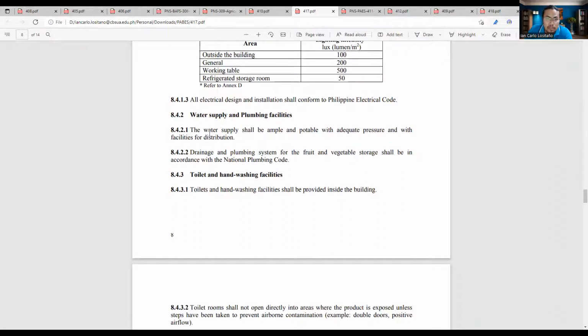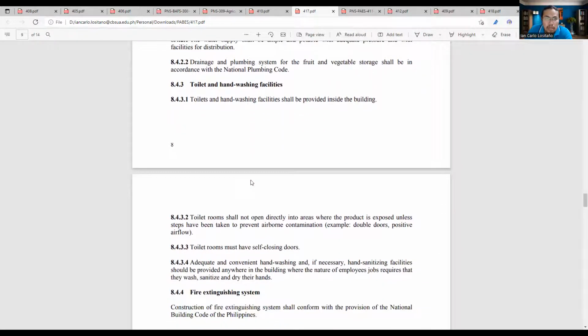Water supply and plumbing facilities. The water supply shall be ample and potable with adequate pressure and with facilities for distribution. Drainage and plumbing system for the fruit and vegetable storage shall be in accordance with the National Plumbing Code. Toilet and hand washing facilities for the people inside shall be provided.